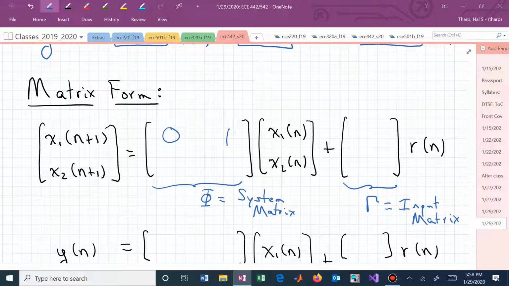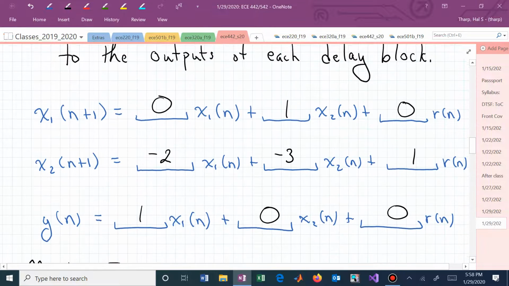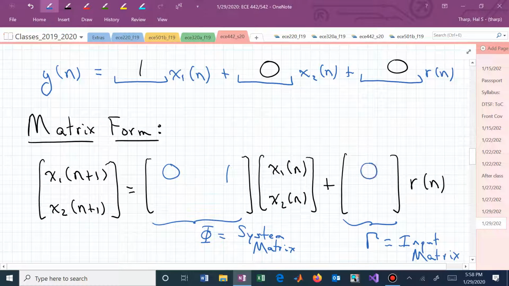How many columns are in gamma? 1. There's only 1 input. If I had 2 inputs, then gamma would be 2 columns wide. I only have the single input, and what's the top row of gamma? Zero.